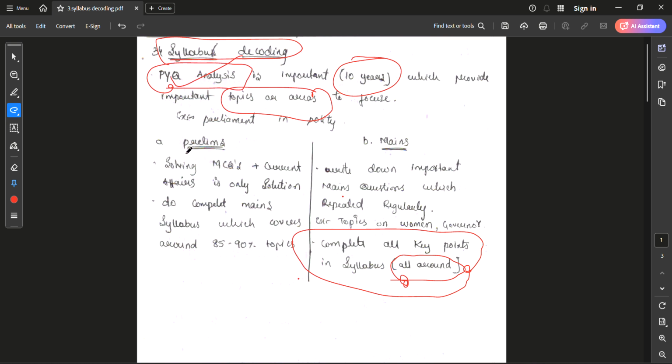Okay, guys, in the prelims examination, do the complete mains syllabus, which covers around 80 to 90% of the topics. Many people don't know about the prelims syllabus. They just mention some topics, that's it. They don't know what they ask. That's why completing the entire mains syllabus will be a weapon for the preliminary exam, because 80 to 90% of the topics are directly taken from the mains syllabus only. For prelims, solving MCQs and current affairs is the only solution.